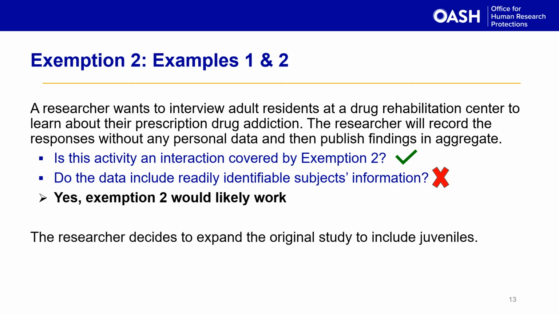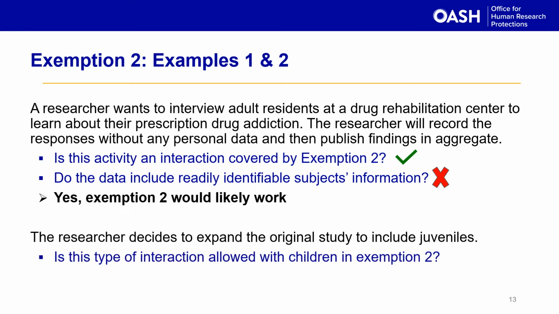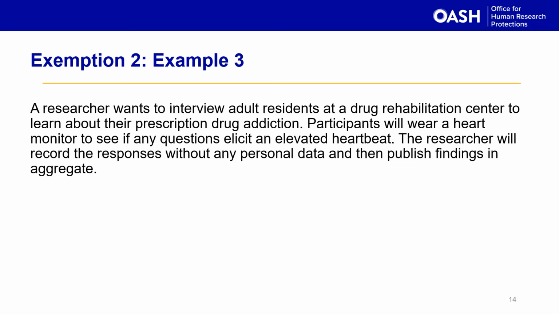Now, the researcher wants to include children. Is this type of interaction allowed with children? No. While Exemption 2 covers interactions such as interview procedures, as we just saw, when children are participants, the interactions are limited only to educational tests or the observation of public behavior when the investigator does not participate in the activities being observed. Survey procedures and interview procedures are permitted under Exemption 2 only for adults. Exemption 2 would likely not apply here.